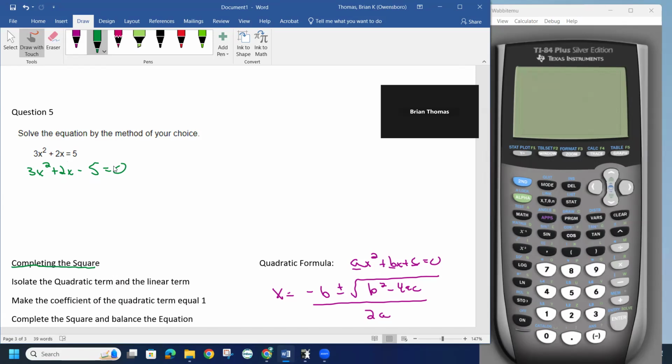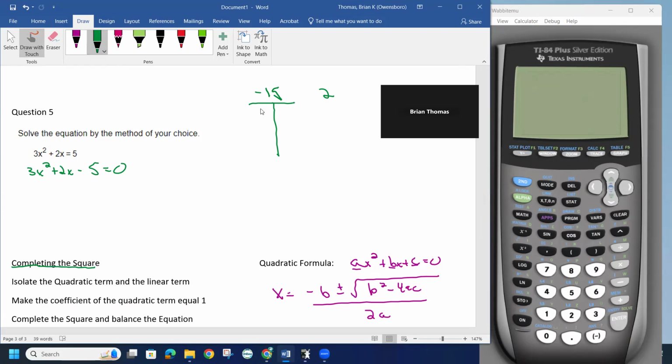Now, the question is, is it factorable? If it's factorable, notice how since there's a coefficient in front of x squared, I have to multiply the 3 times the negative 5 and get negative 15. And then I have to add up to get a 2. Oops, don't need a plus 2 there, just simply a positive 2. So are there factors of negative 15 that give me a 2?